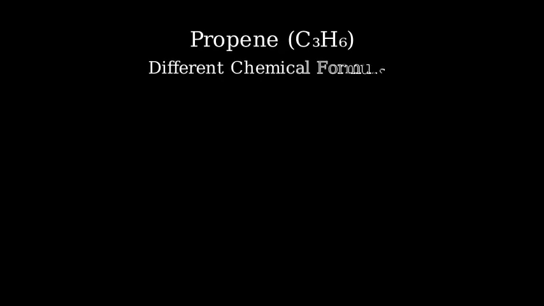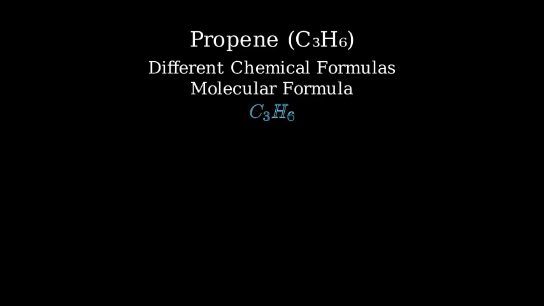Welcome! Today we'll learn how to write propene using different chemical formulas: molecular, structural, and skeletal. Let's start with the molecular formula. Propene has 3 carbons and 6 hydrogens, so its molecular formula is C₃H₆.